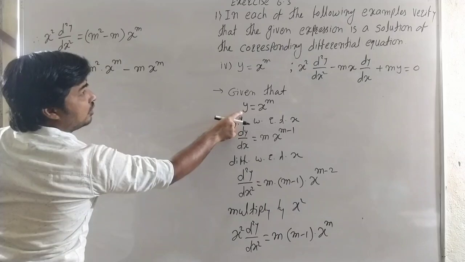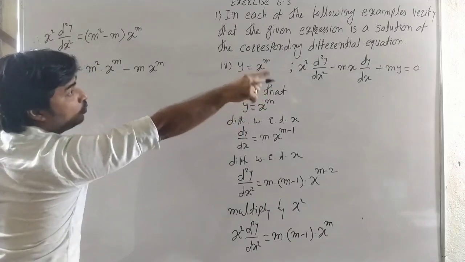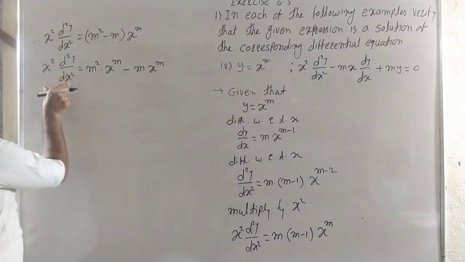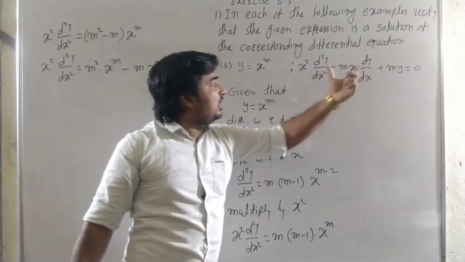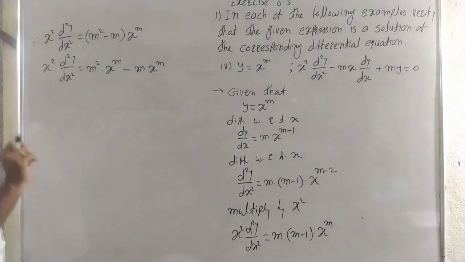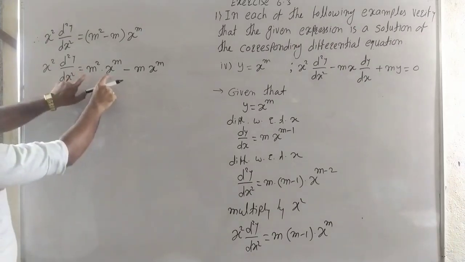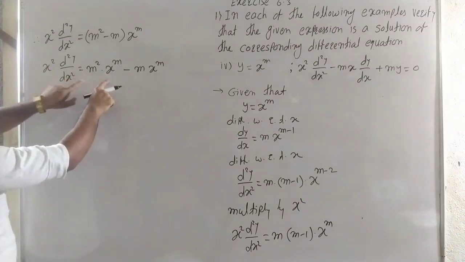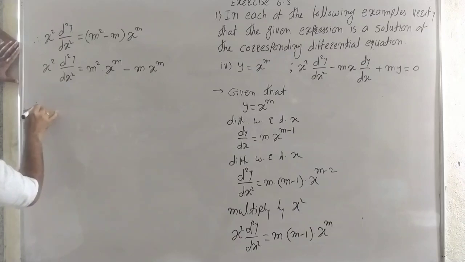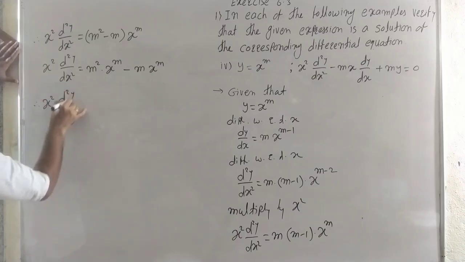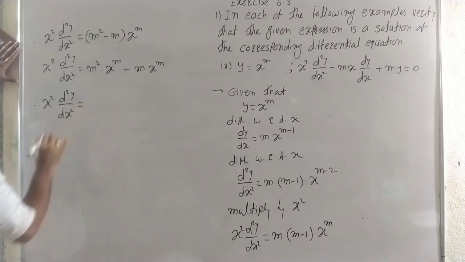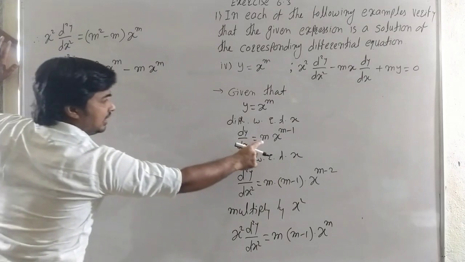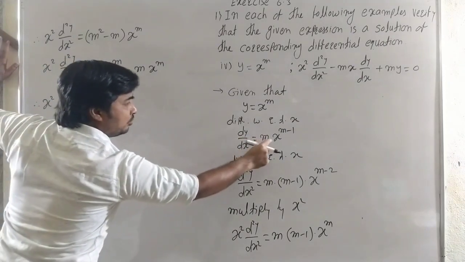x to the power m is y. So the last step is my. It is x square d2y by dx2. Now only the middle term, minus m into dy by dx. This term, m into dy by dx. Therefore we get here x square d2y by dx2 is equal to, see carefully, here it is m dy by dx, it is m into x to the power m minus 1.